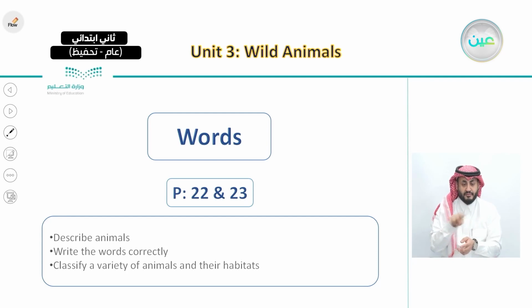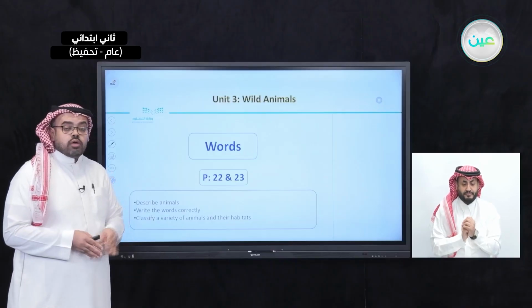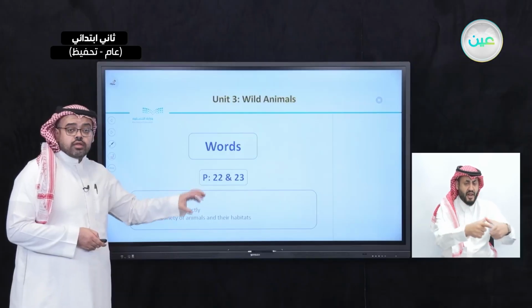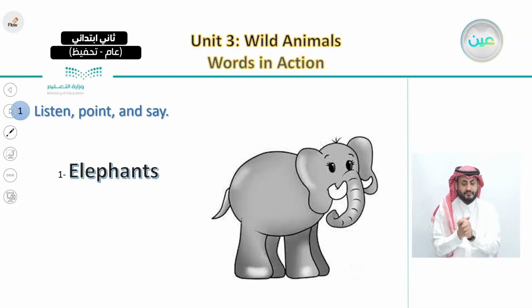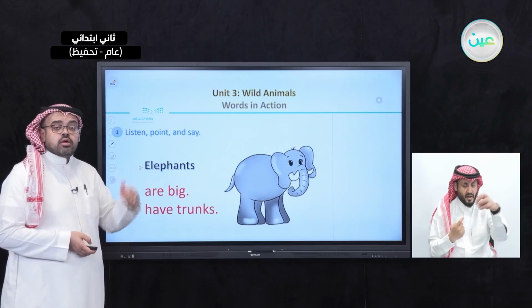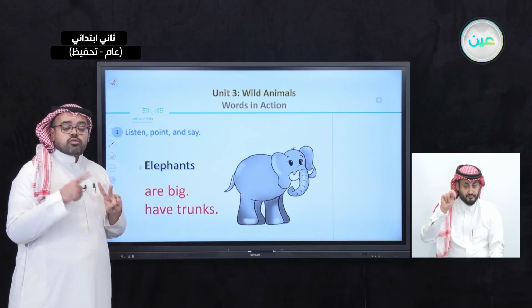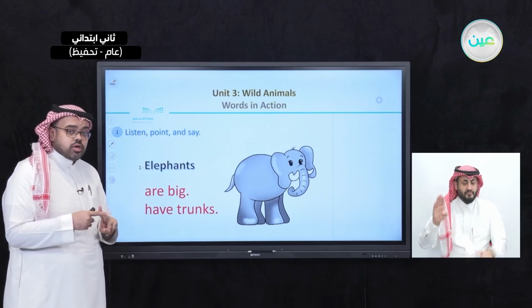And after this, we went to the third lesson in this unit, which is words, on pages 22 and 23. Our goals in this lesson were to describe animals, to write the words correctly, and to classify a variety of animals and their habitats, which means the place they live. So we talked about different animals, and we describe them by using two things. For example, with elephants, we said that they are big and they have trunks.